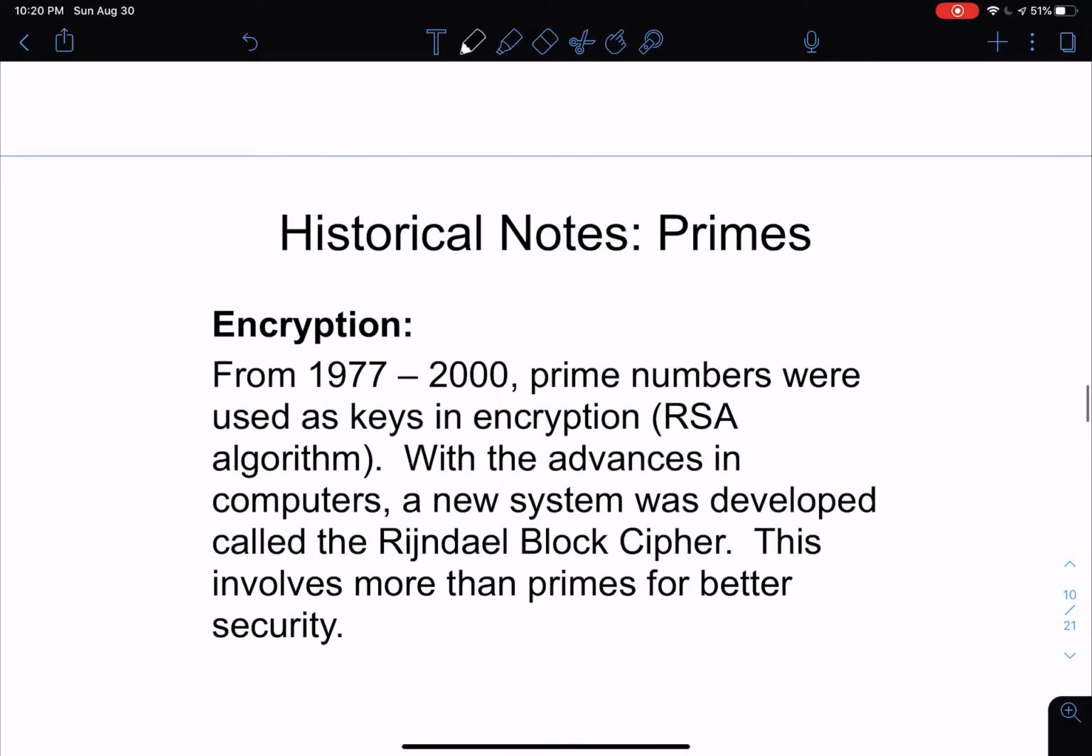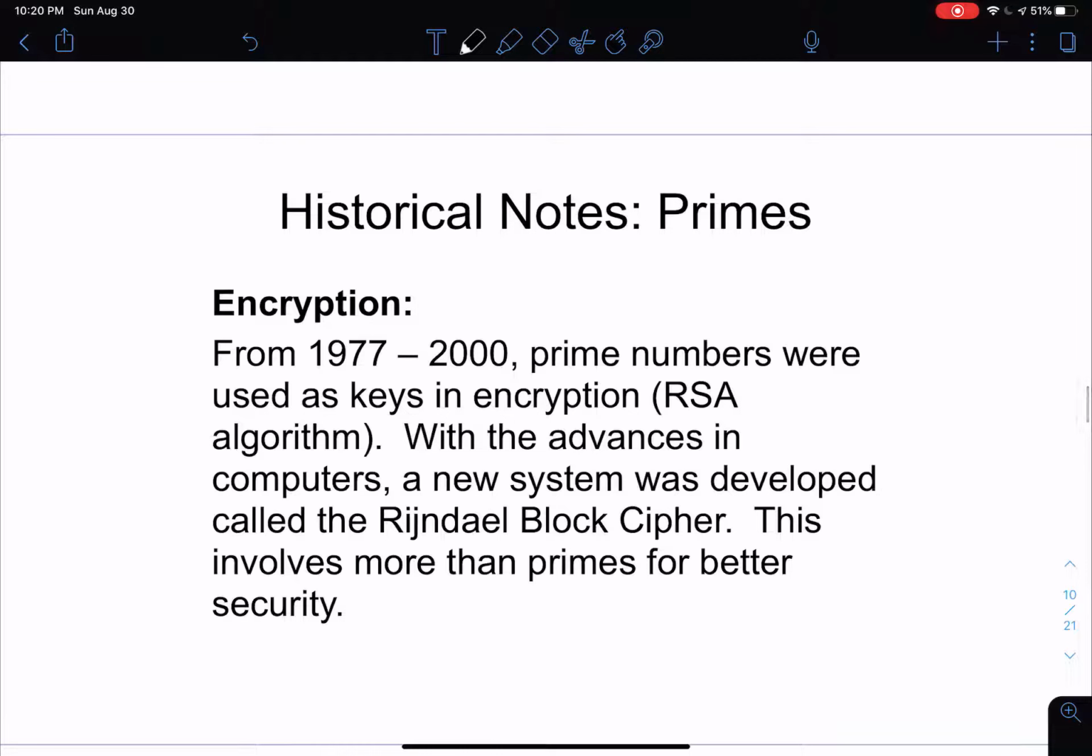Little historical note. We're going to look more closely at this in a future video when we get to congruence. But just to mention, from 1977 to 2000, not that long ago, prime numbers were used as keys in encryption codes. There's something called the RSA algorithm that I'm going to introduce you to in a future video. And then with advances in computers, new systems keep getting developed for encryption. One of the ones that followed RSA was the Rijndael block cipher, and that involved even more prime numbers.